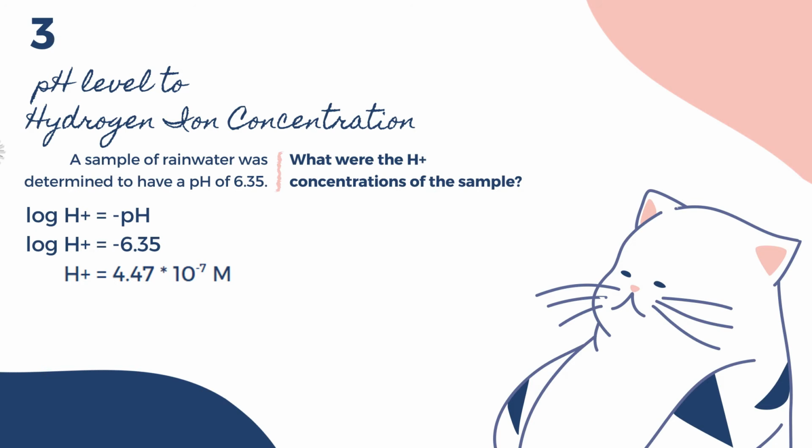The formula we're going to use is log H plus is equal to the negative of the given pH. So we're going to use log H plus equals negative 6.35, and then if we solve for H plus, the answer will be 4.47 times 10 raised to negative 7.